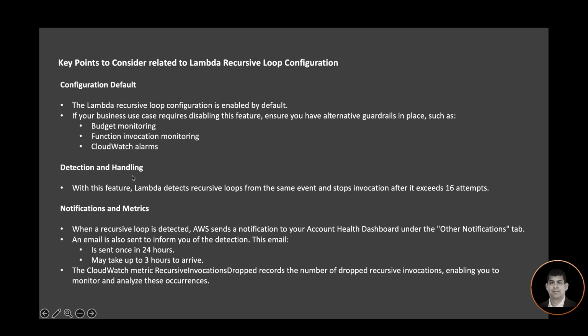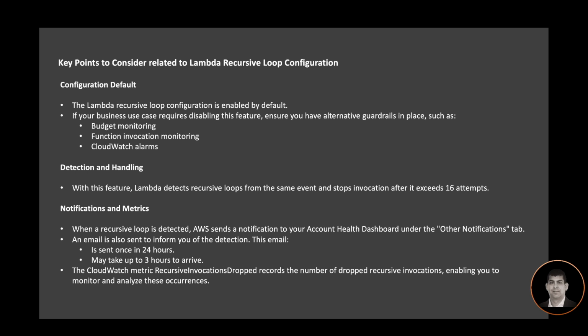With detection and handling, Lambda detects a recursive loop from the same event and then stops the invocation after it exceeds 16 attempts. So what that means is that even if it's on by default, the recursive loop will continue until it exceeds the 16 attempts, and then it will stop it.